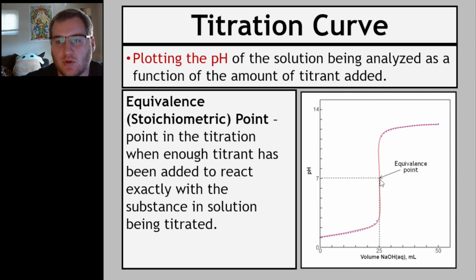And at this point is where the moles are exactly equal. The equivalence point, pH is 7. Adding just a few more drops is going to make the pH spike up even more, and then eventually start to taper off towards my NaOH. The most important thing here is the equivalence point is the point where enough titrant has been added to exactly react with your solution.